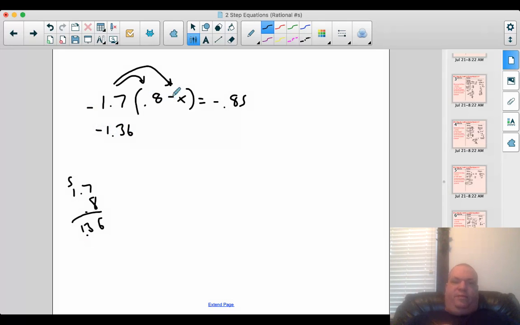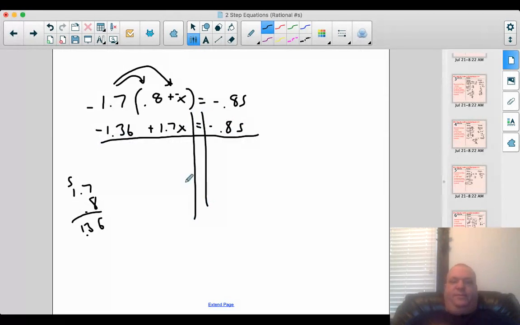For this, remember, you want to think of minus as plus negative. So when I'm distributing this number, I got a negative times a negative, which will give me a positive. So plus 1.7x equals negative 0.85. Okay, so that's the simplifying step. I distributed to get rid of those parentheses. And now I'm trying to get the x by itself.